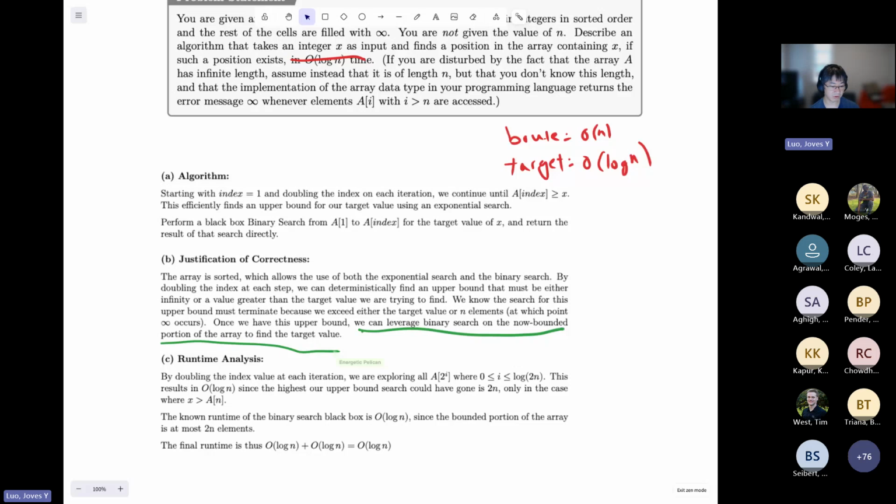Okay, and so the known runtime of binary search is log n, since the bounded portion of the array is at most 2n elements. We haven't done any modifications to binary search, so we don't need to talk about it. And so our overall runtime is log n time plus log n, which gives us all of log n. Okay. Any questions about this solution and how we arrive at it? Awesome.